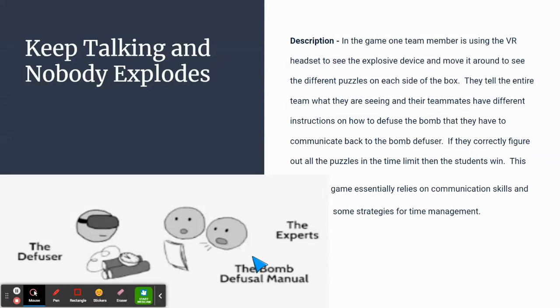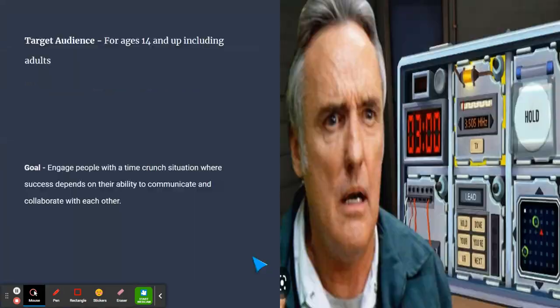And what they have to do is describe what they are seeing, because they're the only ones that are able to see it, to their teammates who have the instructions on how to defuse the bomb. And then they have to communicate back to the bomb diffuser on the correct methods to solve the puzzles. If they are able to figure out all the puzzles in the time limit, then they win. If they do not, then they can try again.